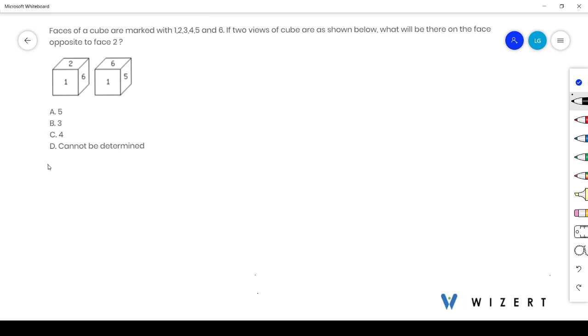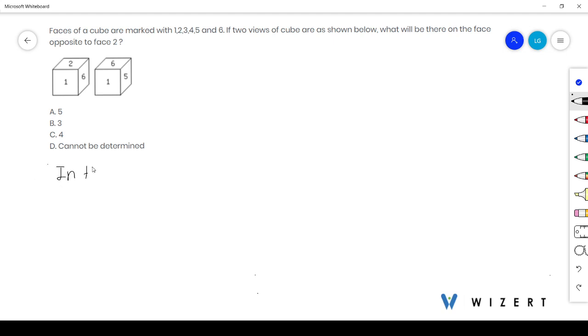Our question is: the faces of a cube are marked with 1, 2, 3, 4, 5 and 6. If two views of the cube are as shown below, what will be on the face opposite to face 2?